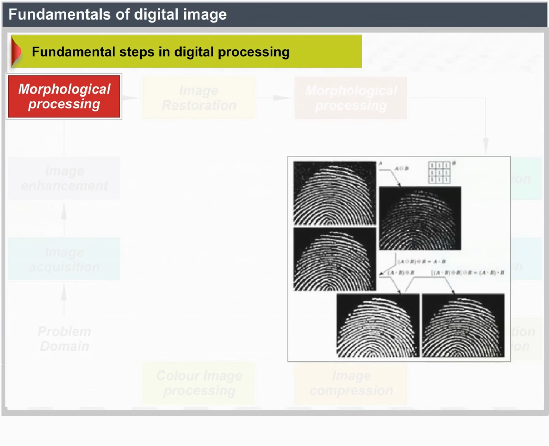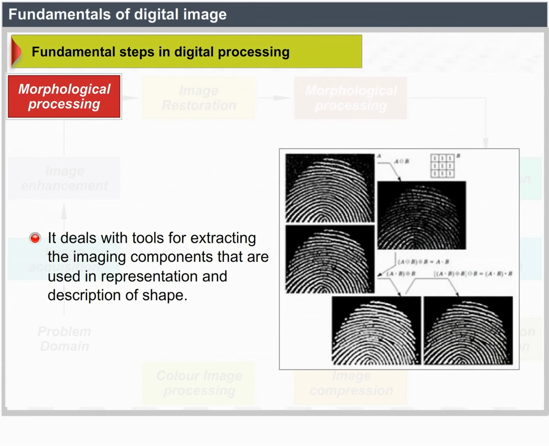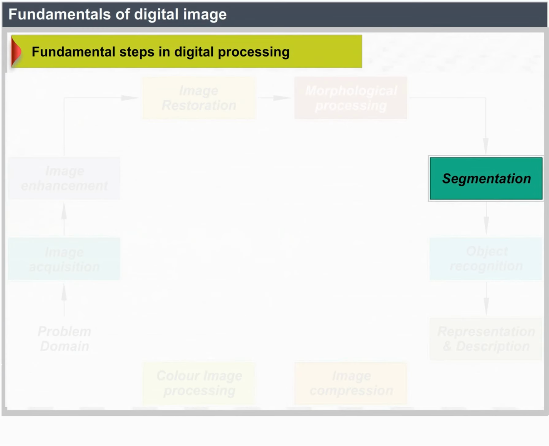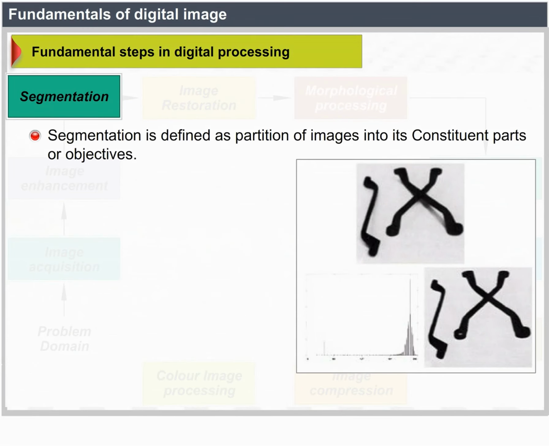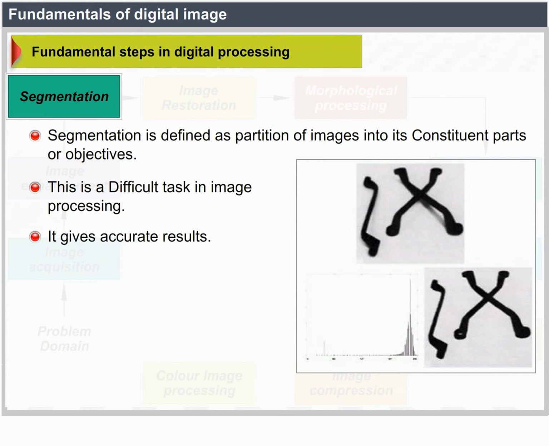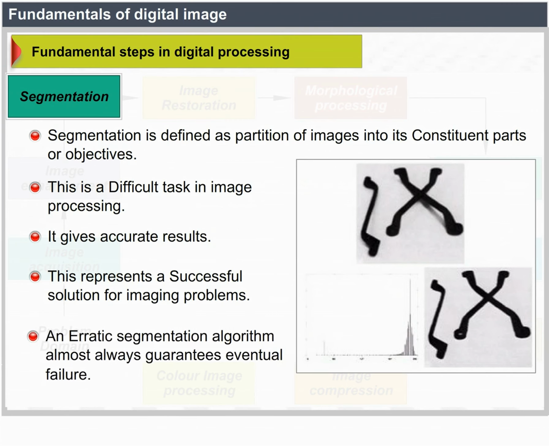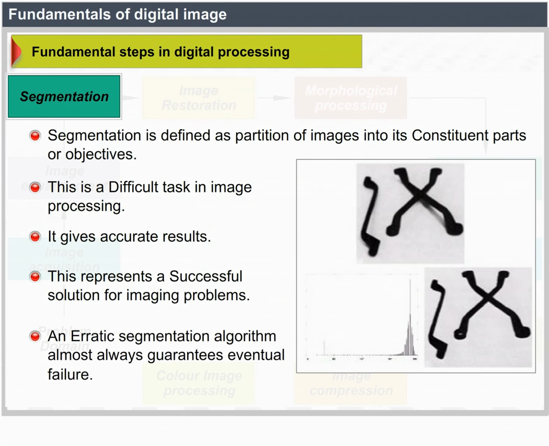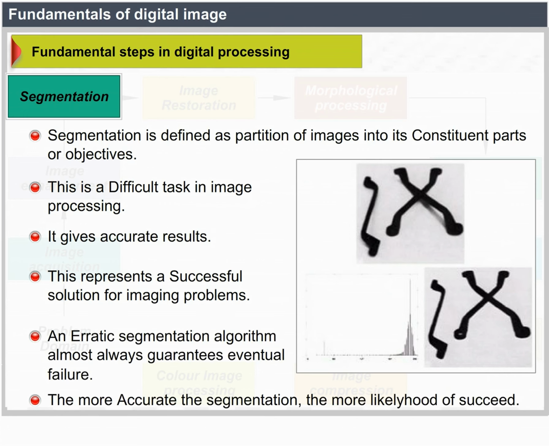Morphological processing. It deals with tools for extracting image components that are used in representation and description of shape. Segmentation. Segmentation is defined as partition of an image into its constituent parts or objects. This is a difficult task in image processing. An accurate result represents a successful solution for imaging problems. An erratic segmentation algorithm almost always guarantees eventual failure. The more accurate the segmentation, the more likelihood of success.